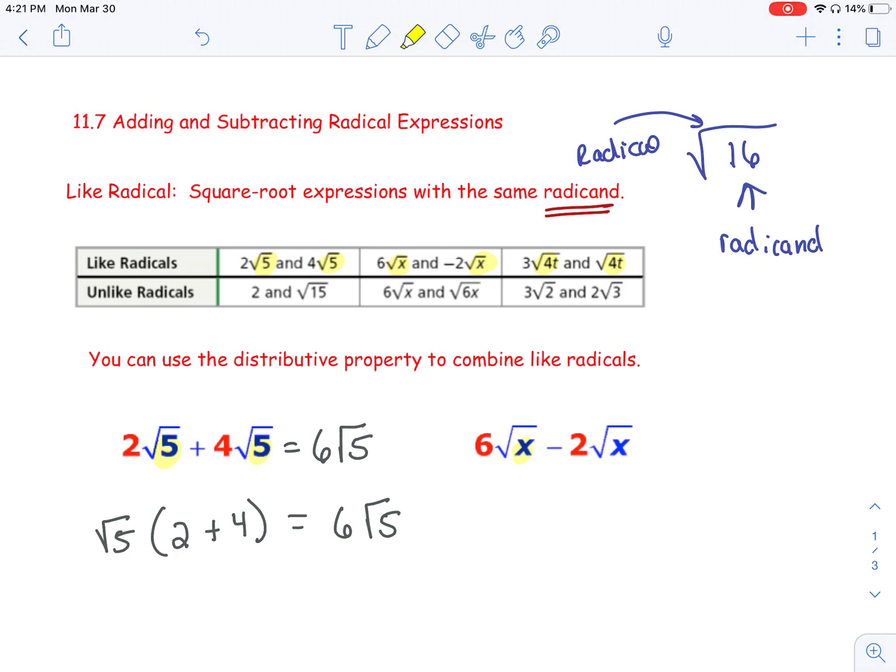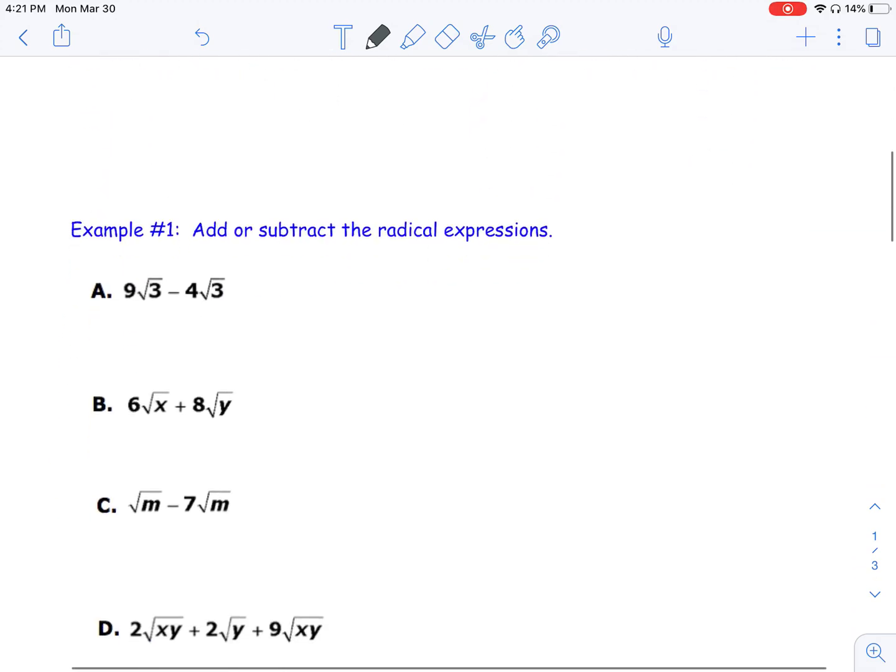Same thing here. What's underneath is the same. When you look at this, you're seeing 4 radical x. Essentially what you're doing is factoring out the radical x. You're left with 6 minus 2, which leaves me with 4 radical x. So you don't need to show that step. That's just how your brain processes it. I'm fine if you just go ahead and subtract the numbers in front or add the numbers in front, but that's just kind of the process and how we use that property.